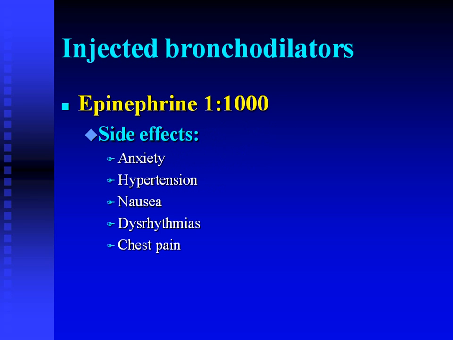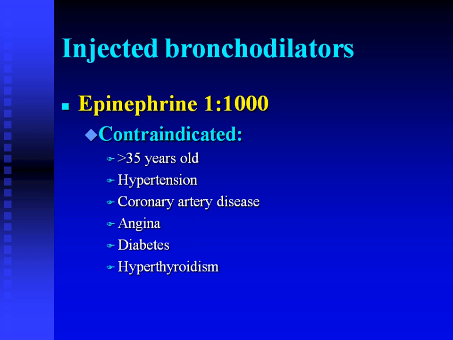Same thing with any kind of beta drug: anxiety, hypertension, dysrhythmia, chest pain. They say it's contraindicated greater than 35. Reality is, if that's all you got and that's what's going to work, you're going to have to give it. And even they'll say, if they have heart disease or a history of MI, you know what? You got to make that decision.